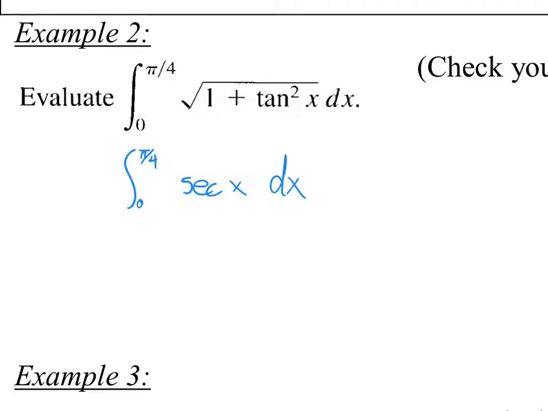And what do you know? We just figured out what that equals. ln of the absolute value of secant x plus tan x, evaluated here from 0 to pi over 4.